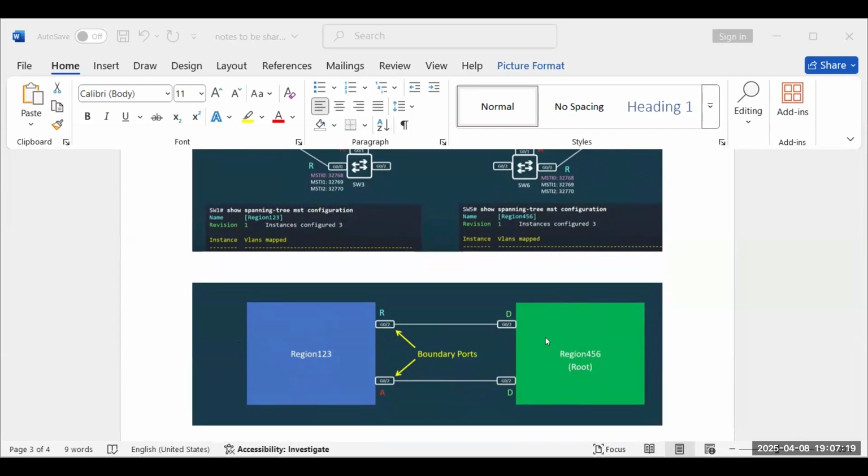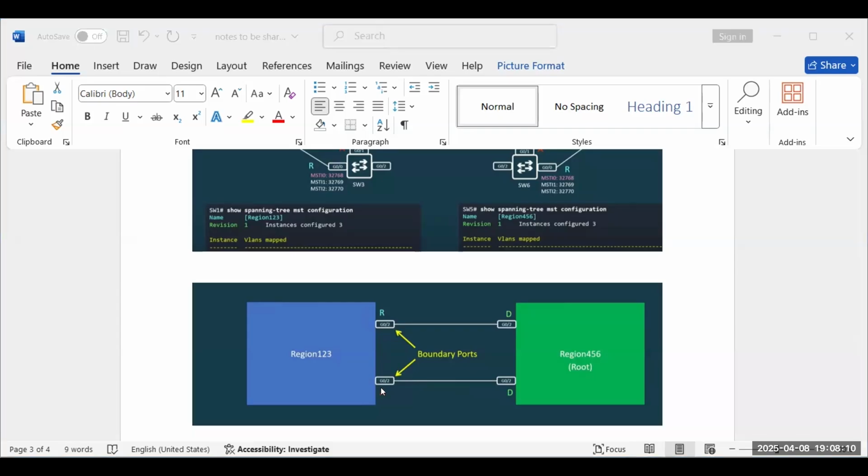What does boundary port mean? Boundary port is the exit port of the region on the non-root bridge. In this logical diagram, if this is the root bridge and this is the non-root bridge, then from the non-root bridge this is the exit point to reach the root bridge. So these ports are known as boundary ports.